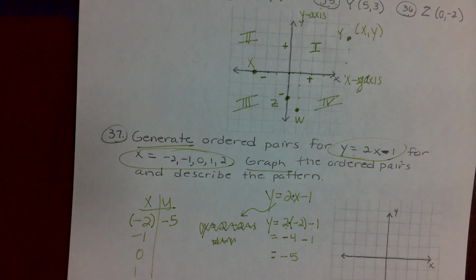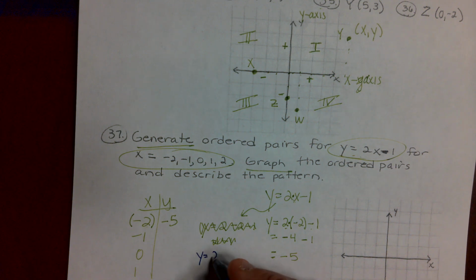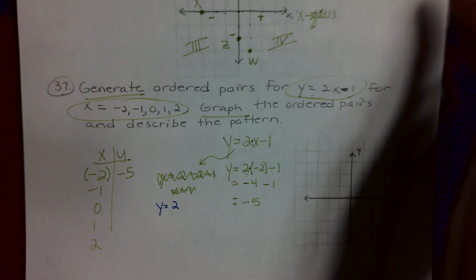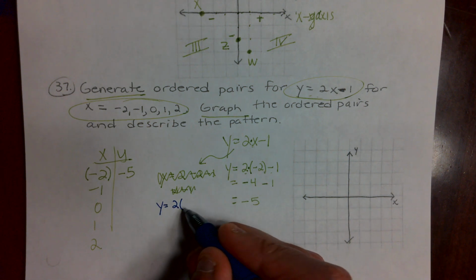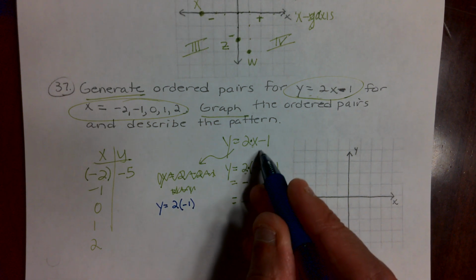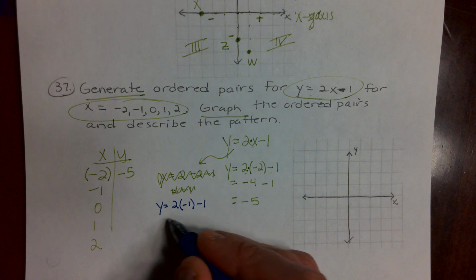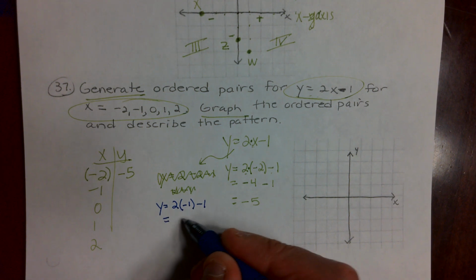Now what happens if we put in a negative 1? Okay, so y equals 2 parenthesis negative 1 minus 1. Again, 2 times negative 1 is a negative 2 minus 1.